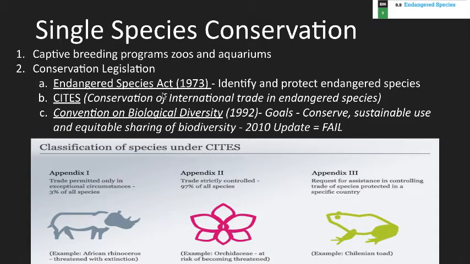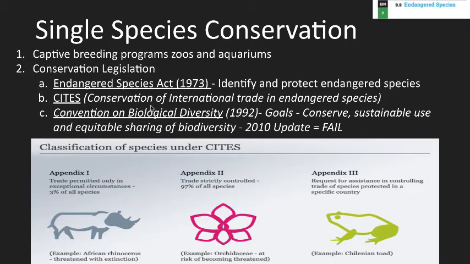Single species conservation. So what do we do when we want to protect these species? Well, there's a single species approach that involves what a lot of people understand to be like a zoo or aquarium, right? Taking organisms and gathering them and just protecting them, keeping them safe, outside their environment is an example of that. We also have conservation legislation where we focus on single species like the Endangered Species Act. We want to identify a species and protect it and put laws in place for them.